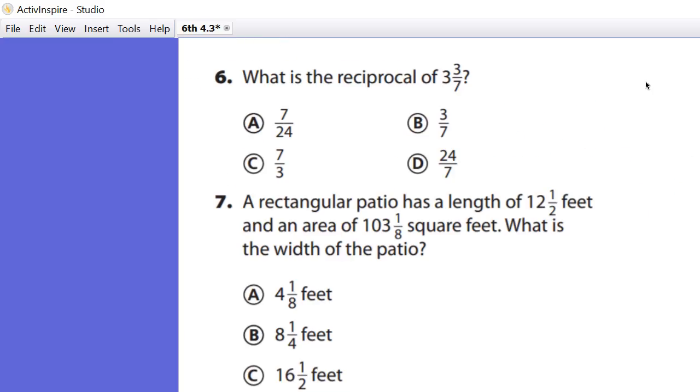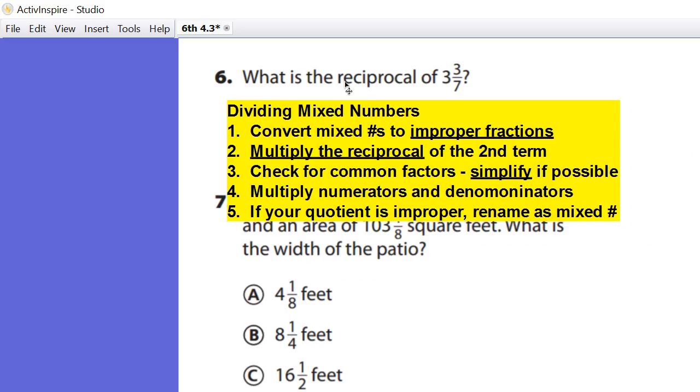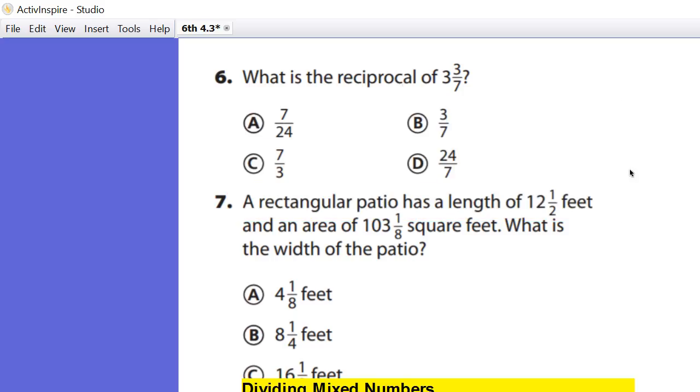Number 6. What is the reciprocal of 3 and 3/7? This is kind of an easy problem that gets commonly missed, and so we want to take a look at the whole thing. The first thing you should notice about 3 and 3/7 is that it's a mixed number. Let's say you just use your checklist right here. I'm going to cover up my answer choices. The checklist says convert mixed numbers to improper fractions. So right off the bat, you should think 3 times 7 is 21, plus 3 is 24. You should automatically think that this is 24 over 7.